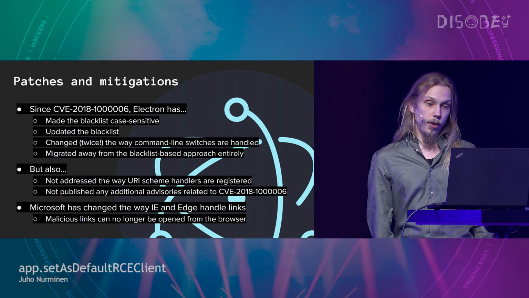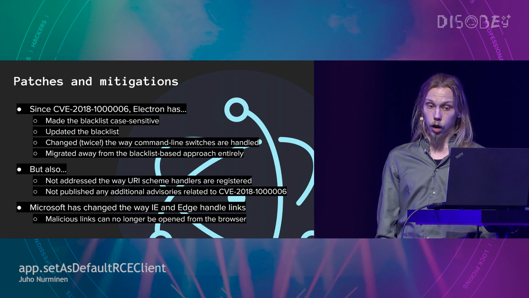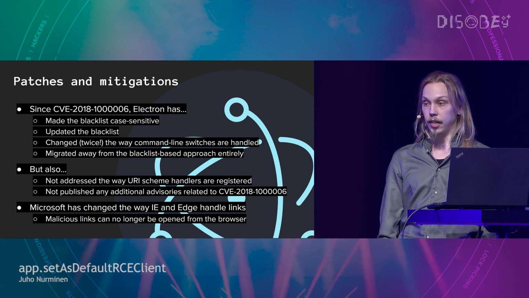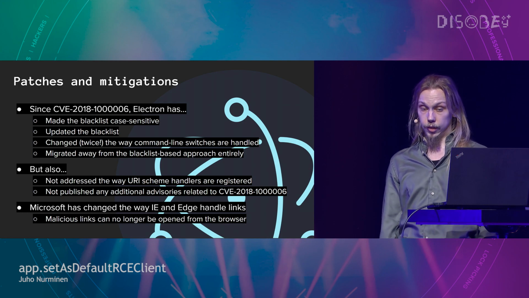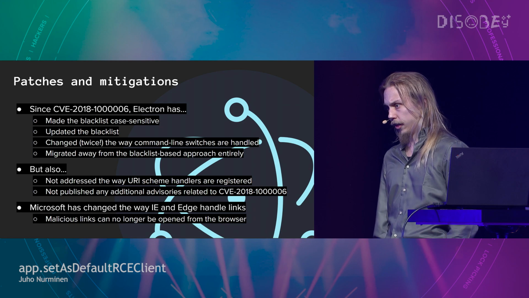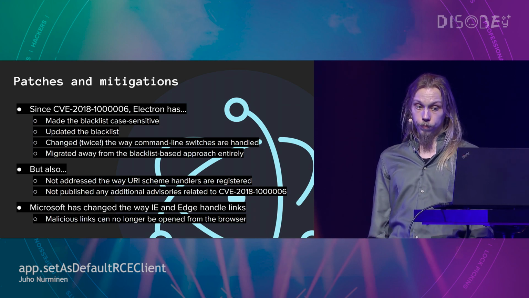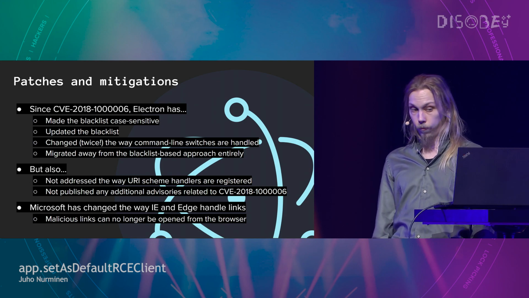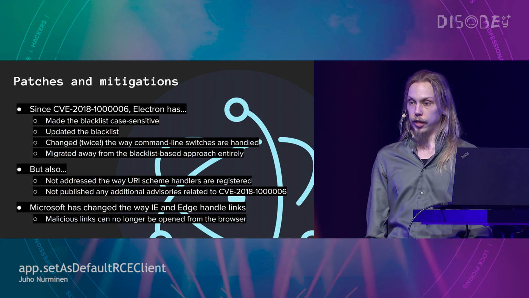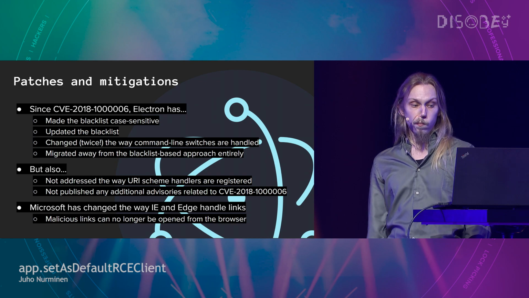I have not been in contact with anyone on the Electron side of things, but they've done quite a bit in regard to further patching CVE-2018-1000006 since it was first published. The original blacklist of 1,300 command line switches has been updated. It was something else for a while, and now it's 0 switches. It's not used anymore at all. They're now using a different approach entirely.